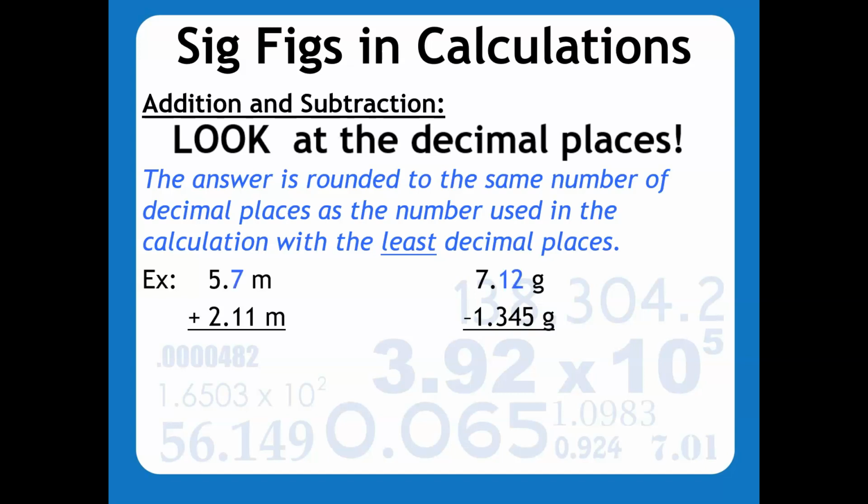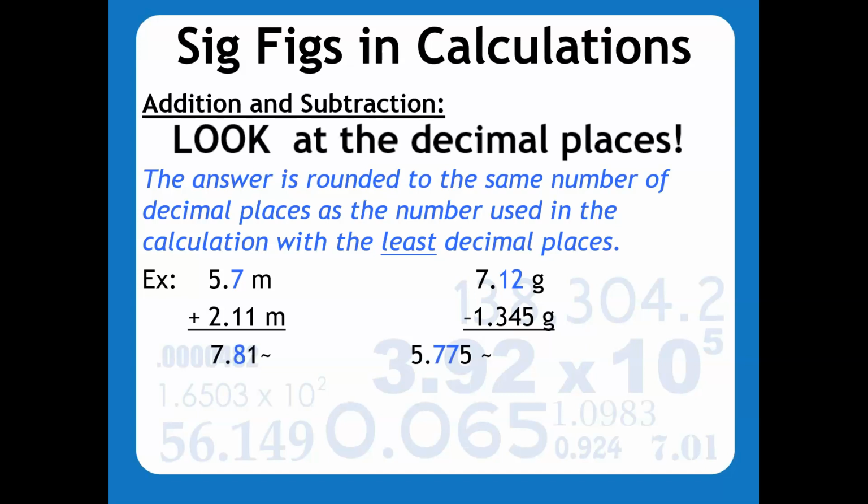So for example, I've got two examples here. In the first example, notice it's 5.7 plus 2.11. The number 5.7, the 0.7 indicates one decimal place to the right. So that means your answer is going to reflect one decimal place to the right. In the second example, you have 7.12 minus 1.345. In the number 7.12, 0.12 has the smallest amount of decimal places. So therefore your answer is going to have two decimal places.